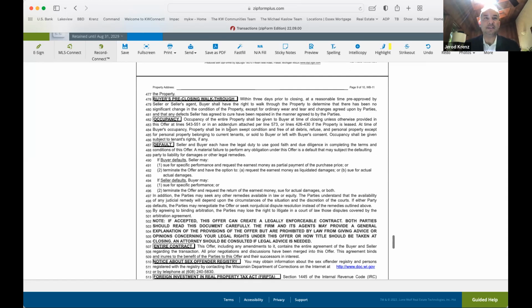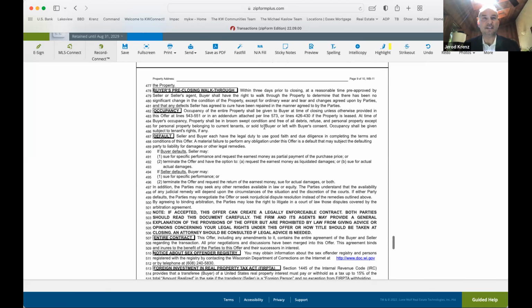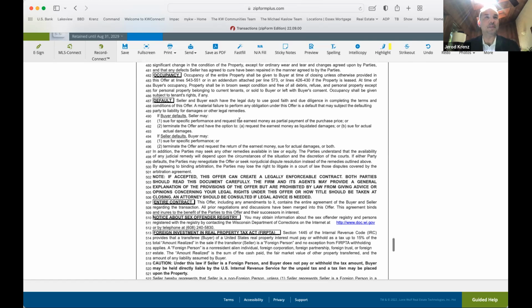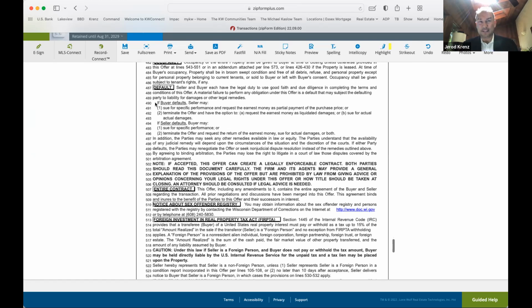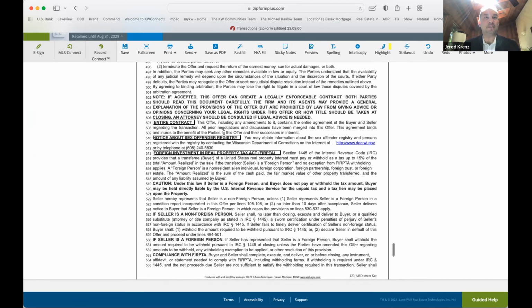Occupancy, plain and simple: day of the closing, seller gets a check, buyer gets the keys, move on in. Strongly suggest that you don't let people move in before that happens. Nothing but problems happen on that. Default: if the buyer defaults, well, the seller can sue. If the seller defaults, the buyer can sue. That hardly ever happens, but they do have that right.